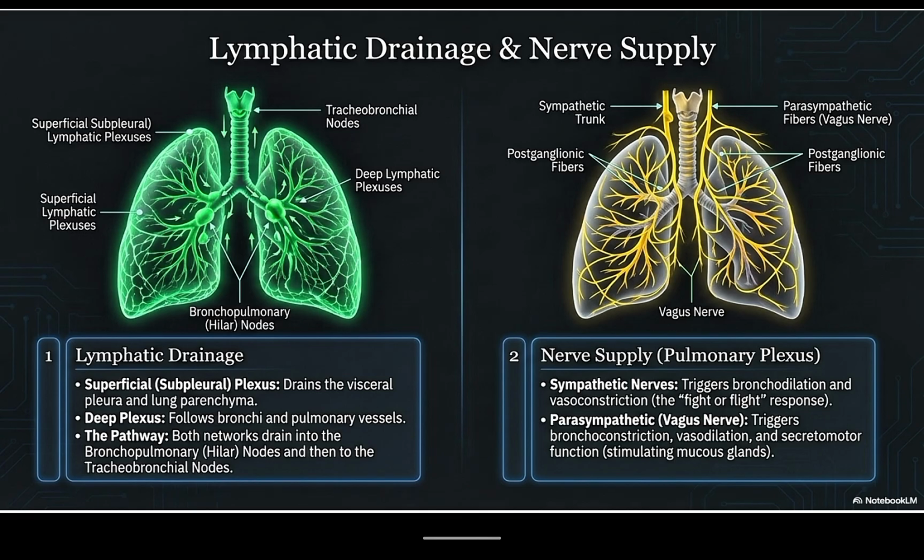So let's talk about the lymphatic drainage and the nerve supply. Let's start with the lymphatic drainage. The lymphatic drainage is the superficial plexus. Now take a look at the superficial plexus. The superficial plexus drains the visceral pleura. So what is the visceral pleura? The pleurae are just layers lining the lungs.